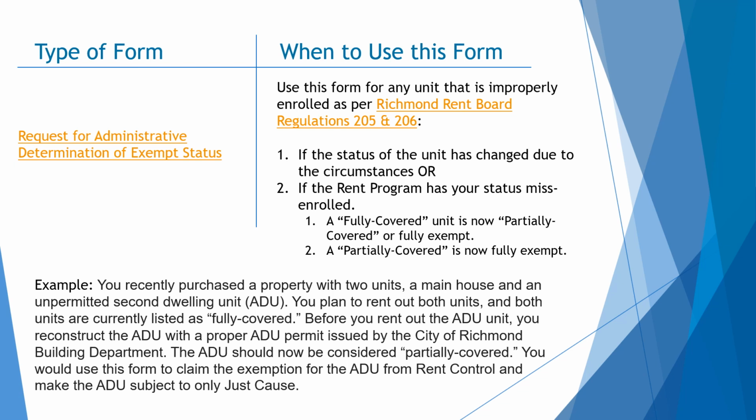For example, you recently purchased a property with 2 units, a main house and an unpermitted second dwelling unit, or an ADU. You plan to rent out both units, and both units are currently listed as fully covered with the rent program. Before you rent out the ADU, you reconstruct it with a proper ADU permit as issued by the City of Richmond's Building Department. The ADU should now be considered partially covered. You would use this form to claim the exemption for the ADU from rent control and make the ADU subject to only the just cause portions of the rent ordinance.